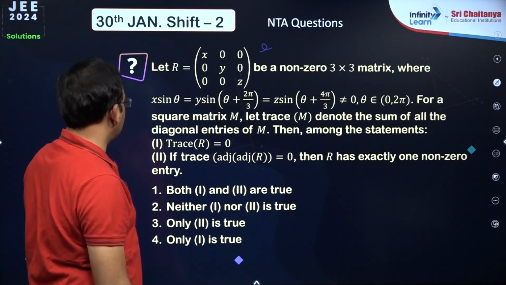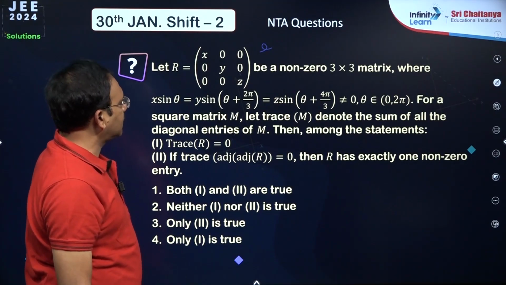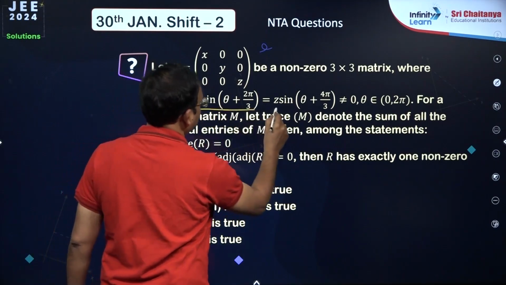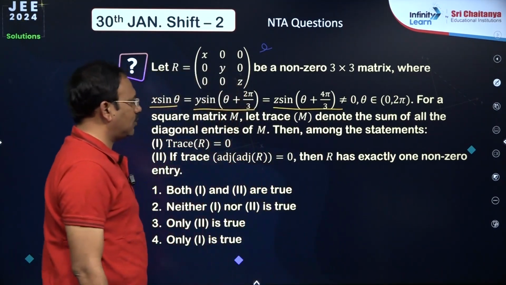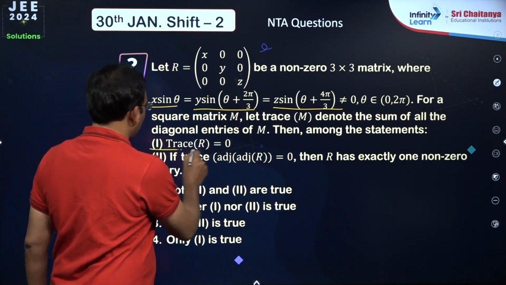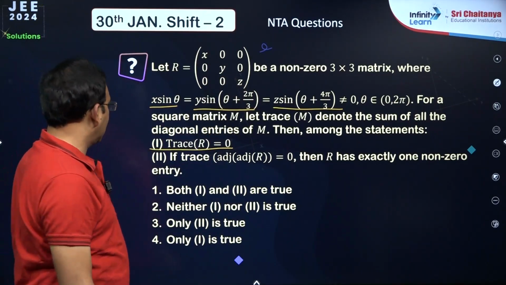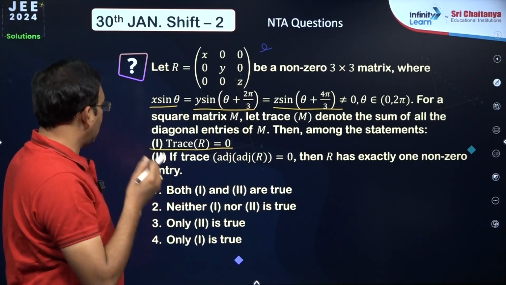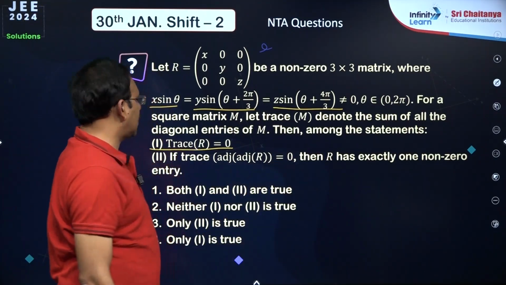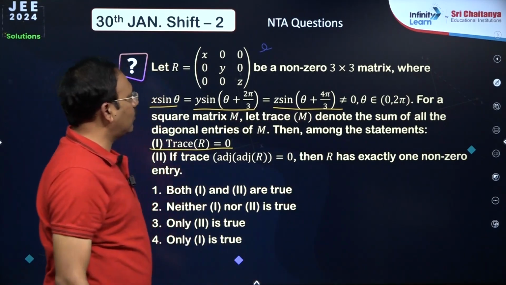Now you see, dear students, this is the question given. R is a matrix given in such a way that x sin theta is equal to y sin of this is equal to z sin of this, not equal to 0, for a square matrix. He has given 2 statements. Trace of R becomes 0, that means x plus y plus z is equal to 0. He is saying if trace of adjoint of R is 0, then R has exactly one non-zero entry. He said, given these 3 are equal, not equal to 0.